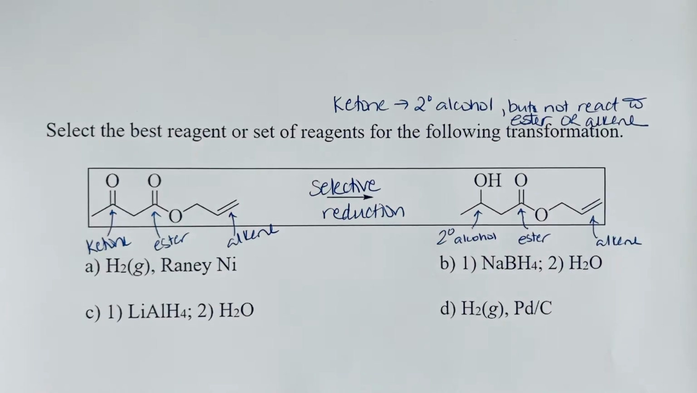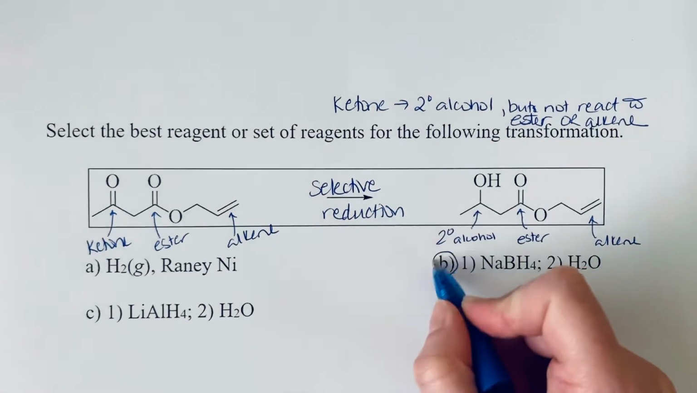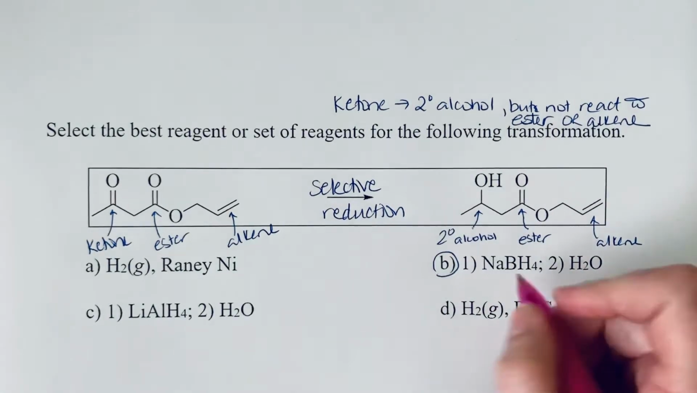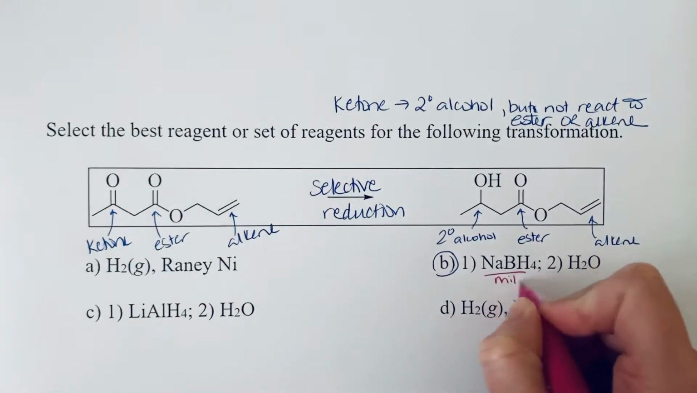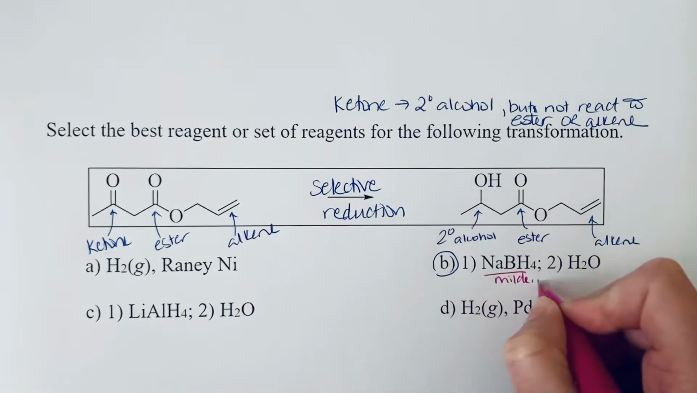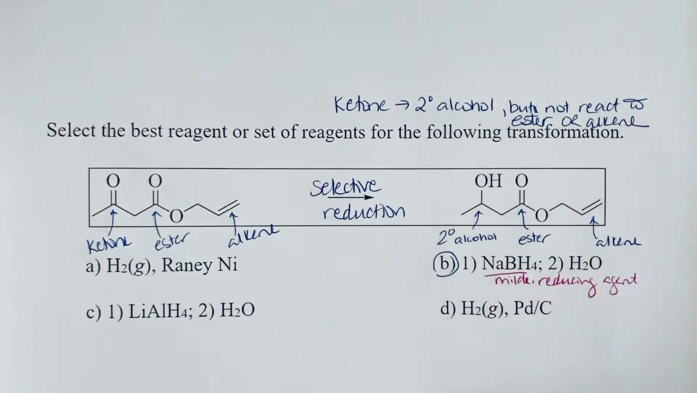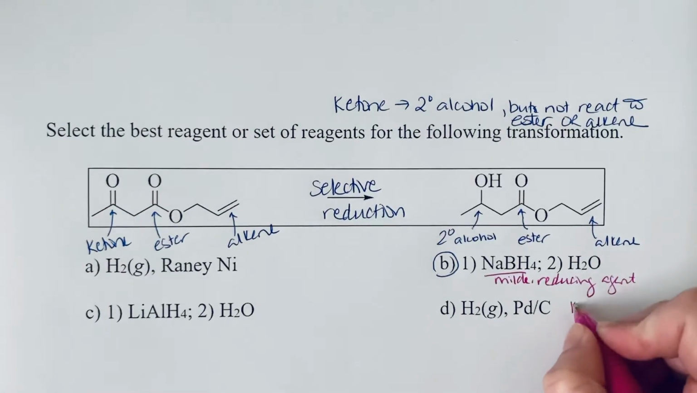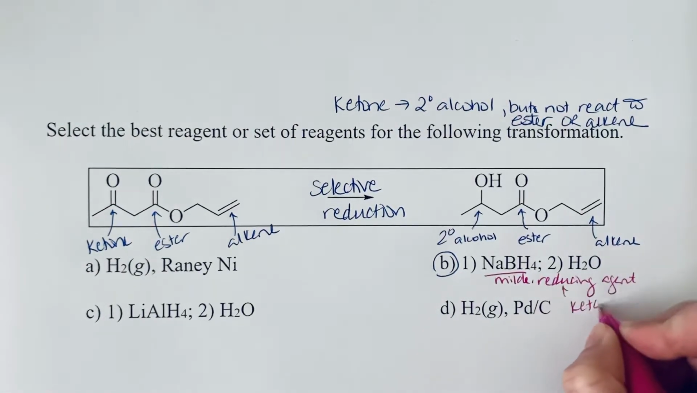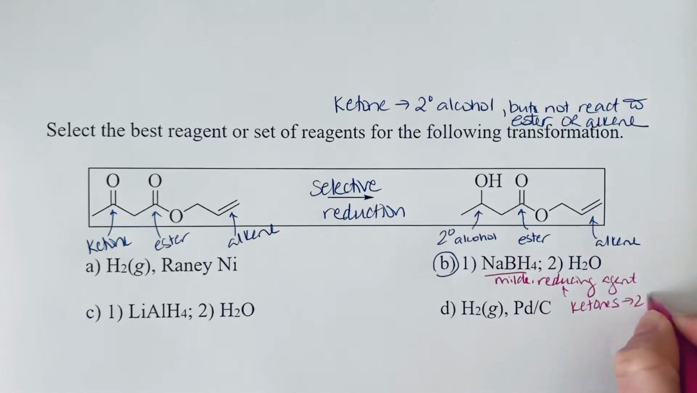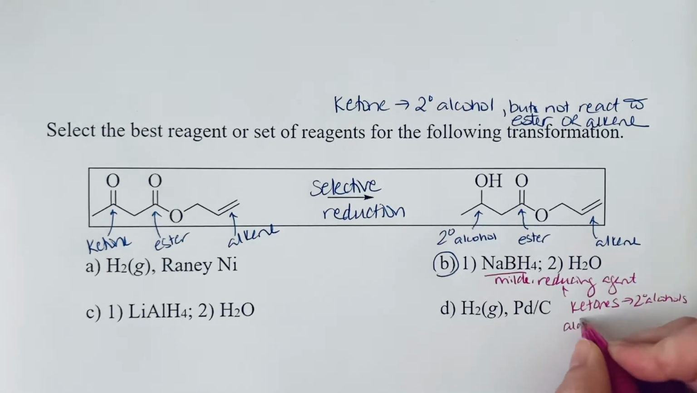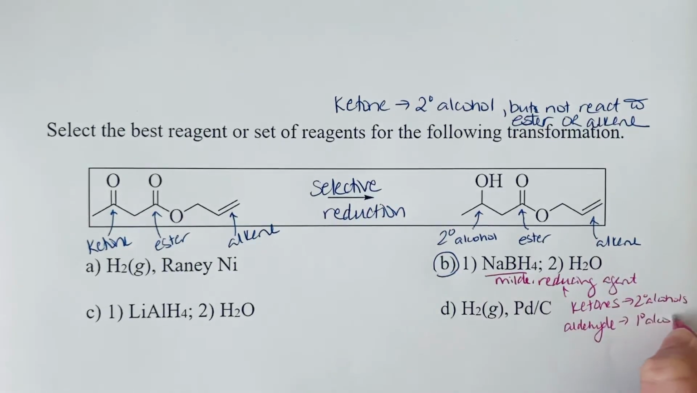So the reagent that we're looking for that would do that is this option here, B, sodium borohydride. And so this is a mild reducing agent. So sodium borohydride reduces ketones to secondary alcohols, and it will also reduce an aldehyde to a primary alcohol.